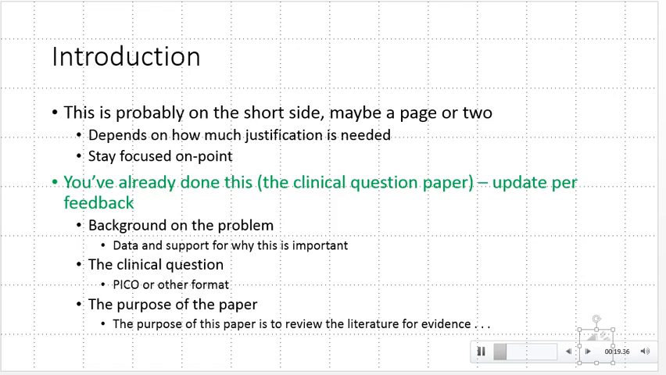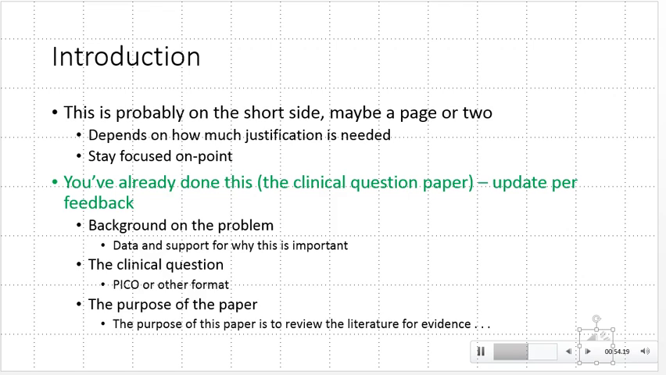The first thing to talk about is the introduction. This is probably on the short side. In our format, APA double-spaced, it's maybe a page or two, could be shorter. It really depends on how much justification you feel is needed to explain why the issue is important. It needs to be focused and on point. You don't have to start with problems of the world and come down to your particular issue. You can focus in on the issue that you're interested in pretty early and provide some supporting data.